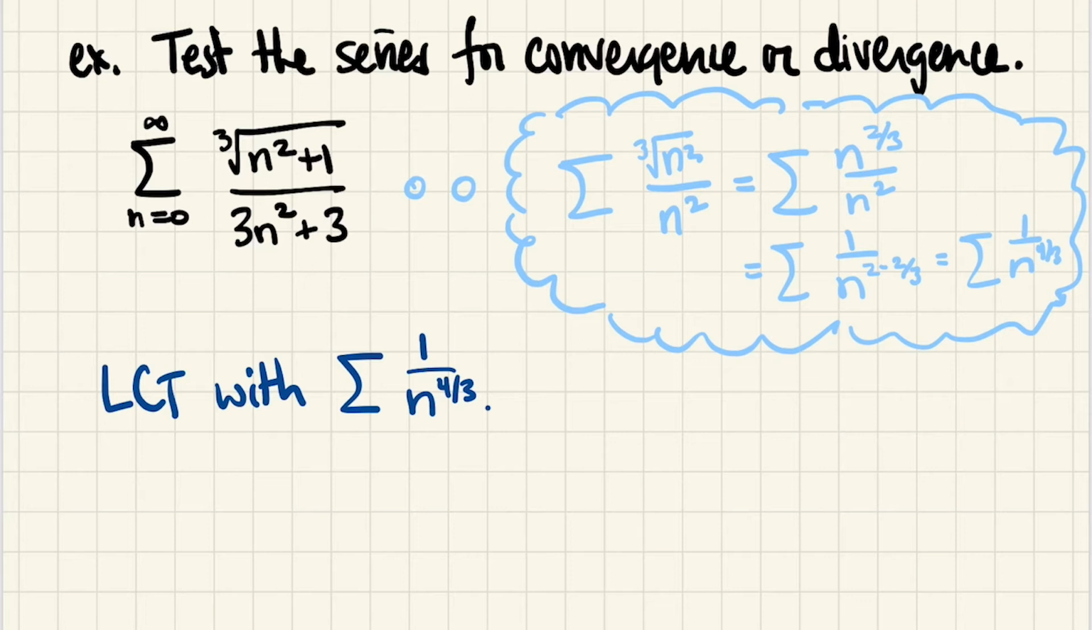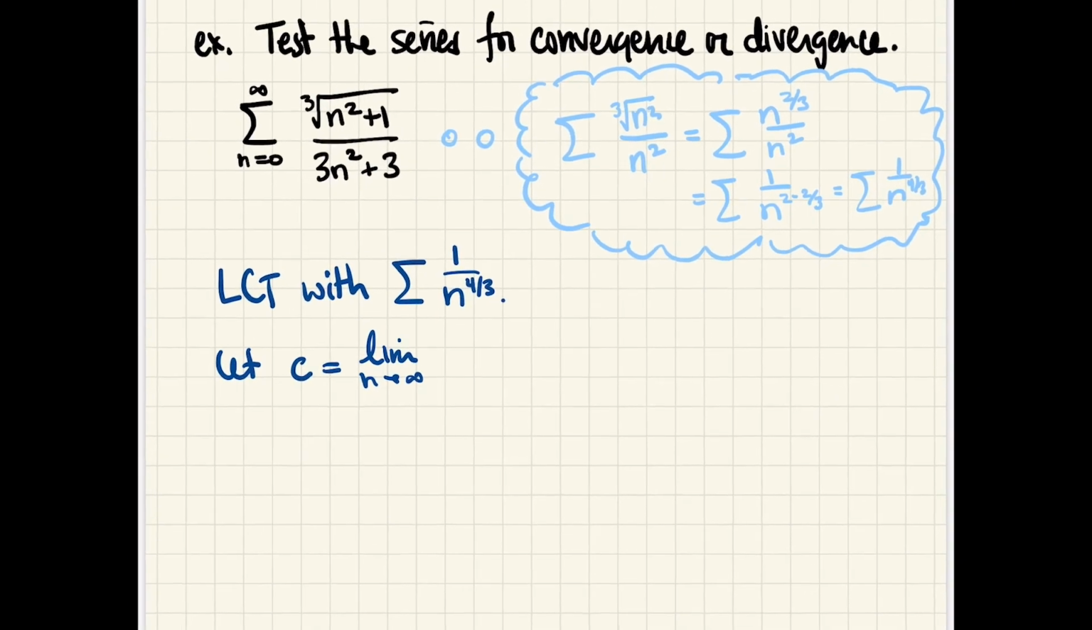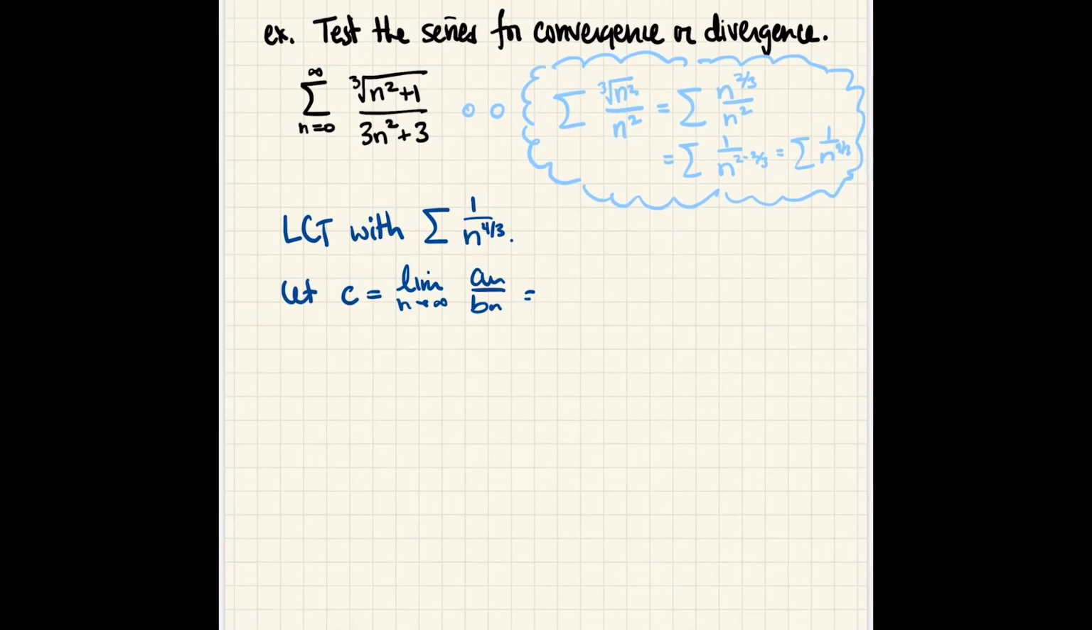Notice at this point in the game, we know how everything's going to play out. We know the limit comparison test will tie their behaviors together. We know this is a convergent p-series because 4/3 is greater than 1. And therefore, we know this is a convergent series. It's all about writing the proof. Let's let C be the limit as n approaches infinity of that ratio.